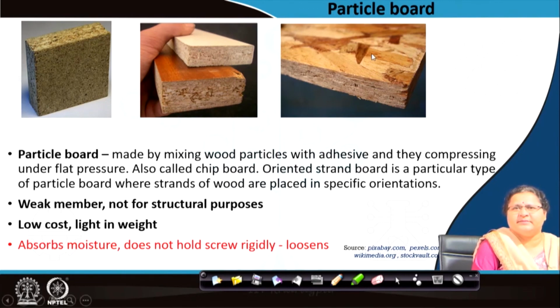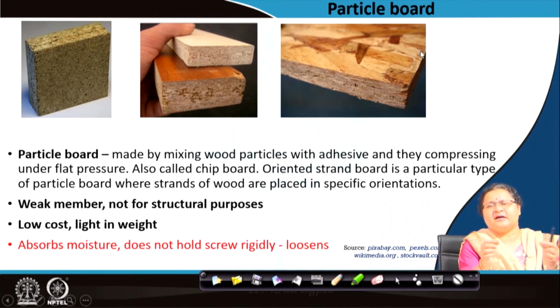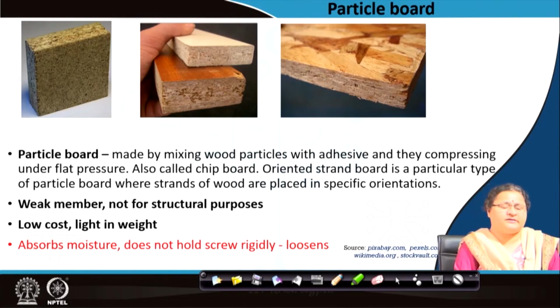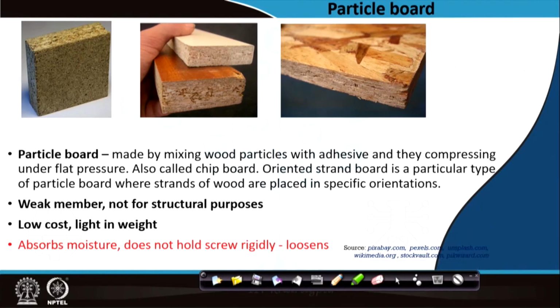This one, the third image, is oriented strand board. See the orientation of the strands, that is, the long pieces are oriented in one direction when they are being made, and they are then pressed. So, this oriented strand board is a particular type of particle board where wood pieces or strands are placed in a particular orientation. Low cost, lightweight, insulation, all these are the key points to be remembered of these particle boards.